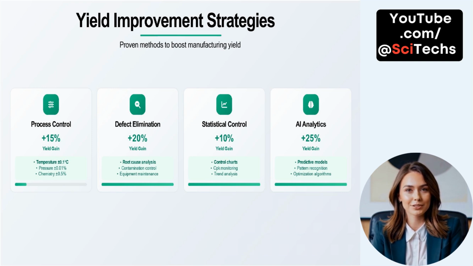Process control contributes to a 15% yield gain by maintaining tight parameters, keeping temperature within plus or minus 0.1 degrees Celsius, pressure within plus or minus 0.01%, and chemistry within plus or minus 0.5%. This ensures uniformity and prevents process drift.